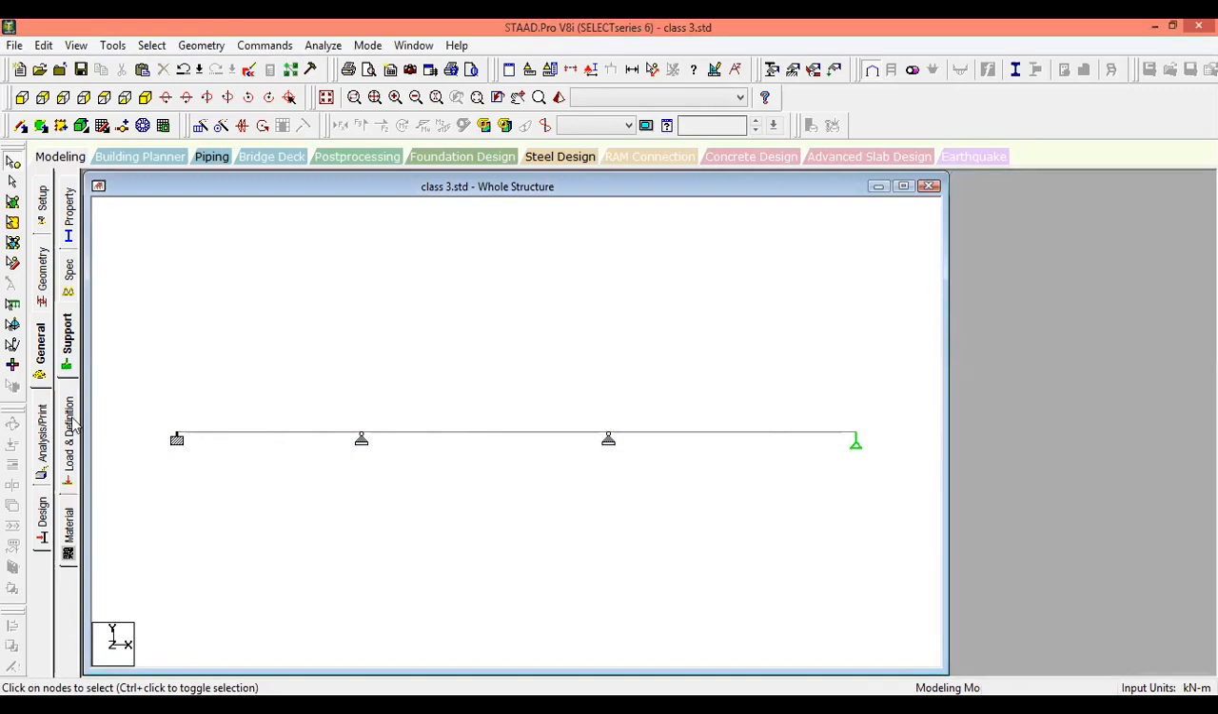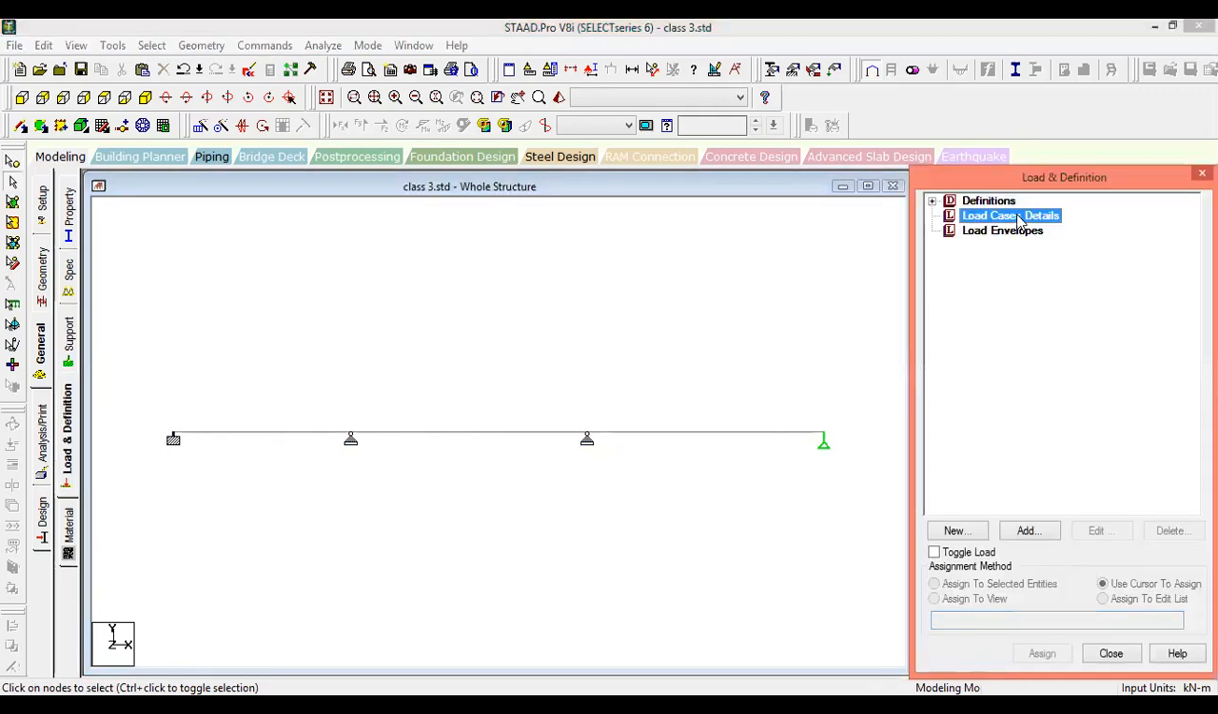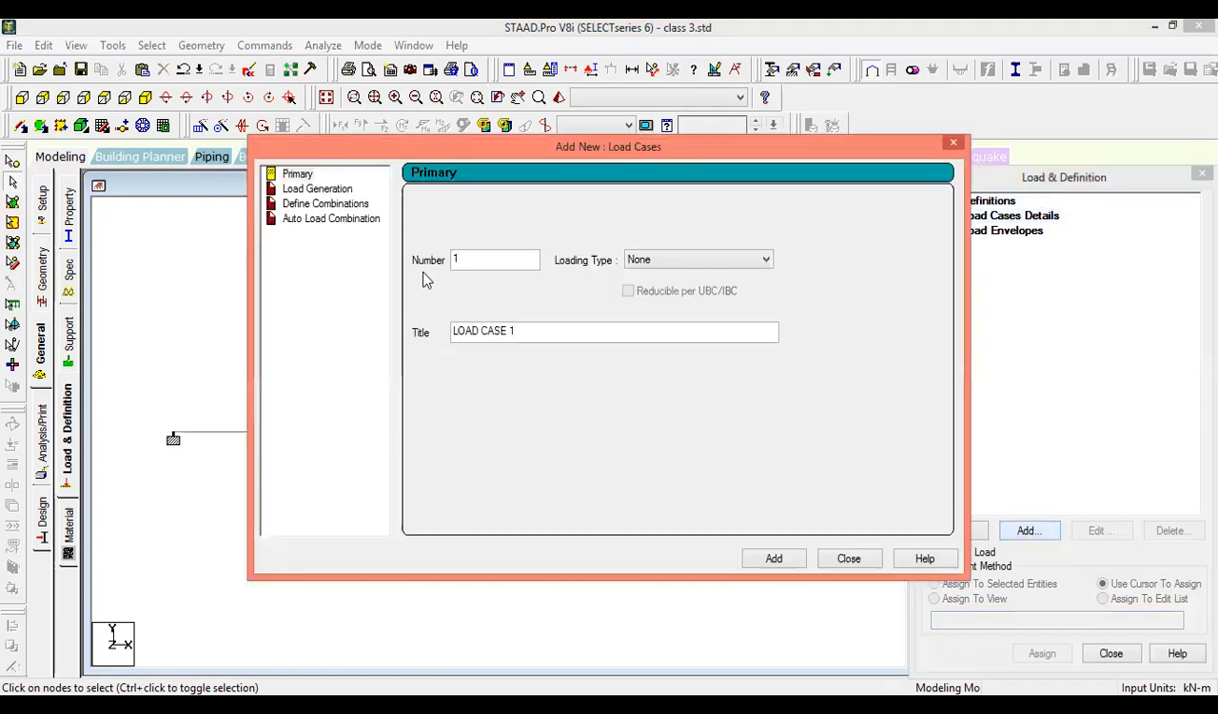Now go to loads, loading condition, load, add primary. Okay. None. Let us take this as loading, and close.